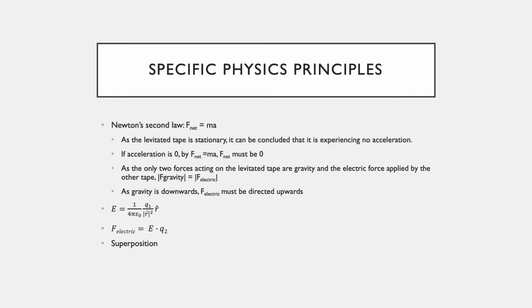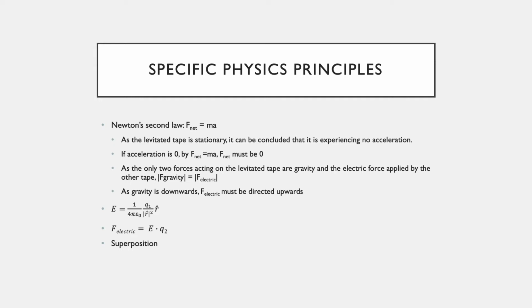As the only two forces acting on the levitated tape are gravity and the electric force applied by the other tape, the force of gravity in magnitude is equal to the magnitude of the electric force. As gravity is downwards, the electric force must be directed upwards in order for the forces to cancel out and produce zero acceleration.